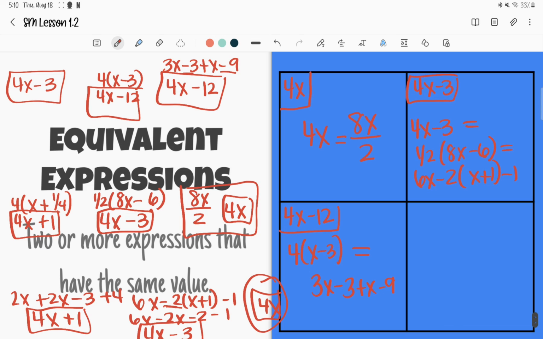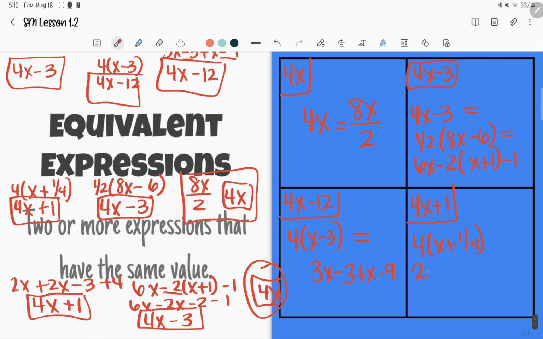Then the last one is 4x plus 1. And that is this one right here. That was 4 times x plus 1/4. And then this bottom one, which was 2x plus 2x minus 3 plus 4. Those are equivalent expressions because once we simplify them, they equal each other.